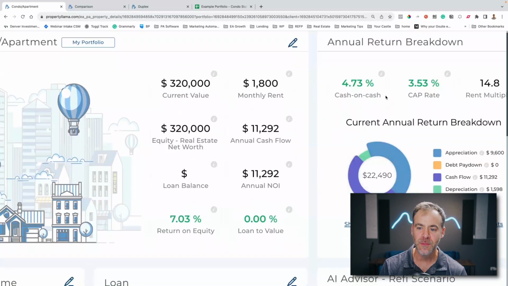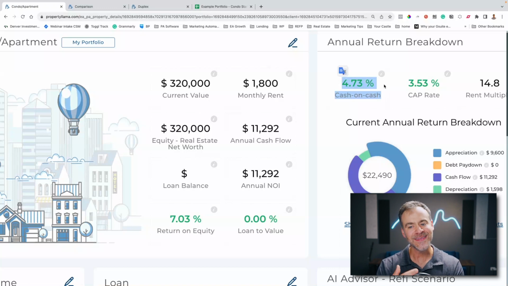So the next number I look at is this cash on cash return number. Now, I don't spend much time actually analyzing this for the performance of this property. I like to highlight it because it's a great metric for when you're buying a property or potentially considering a property buy, but it's a very poor metric when you're analyzing the current performance of a property.